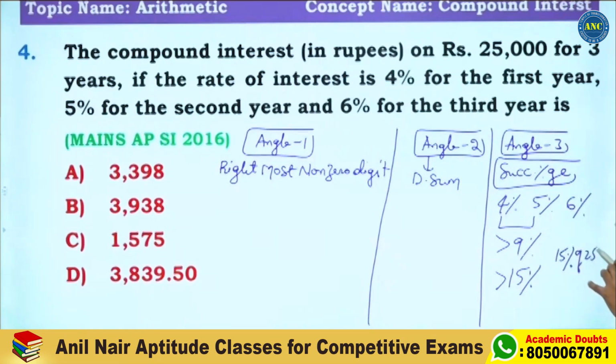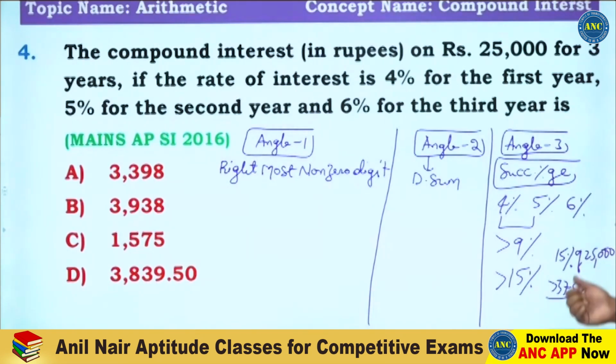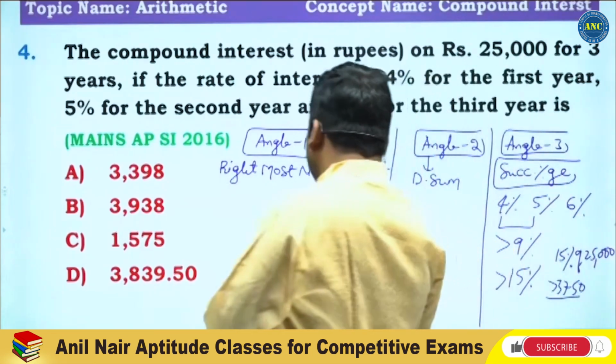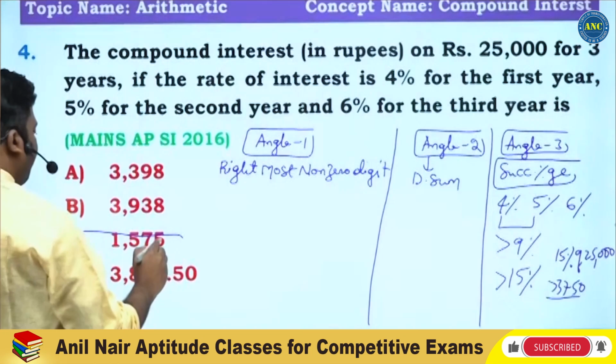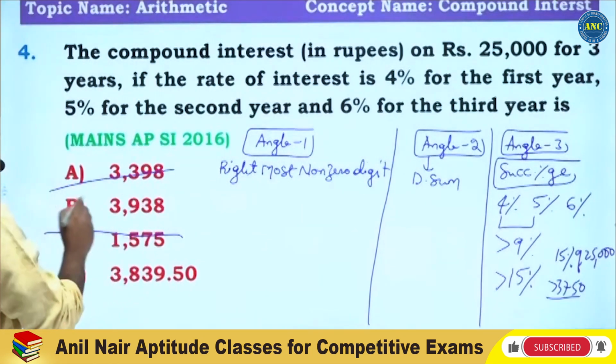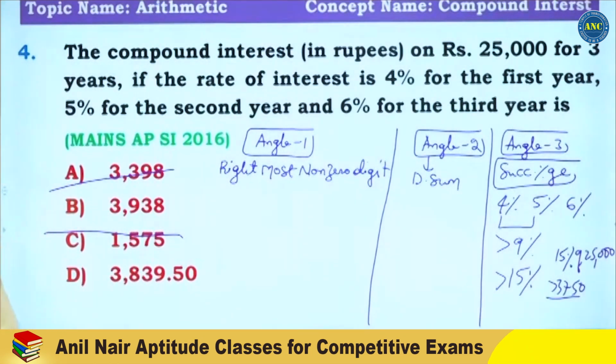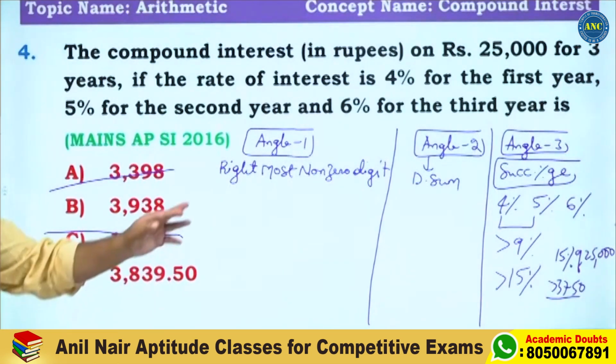15% of 25,000 is 3750. 15 5s are 75, so 3750. The answer should be greater than 3750. These options are eliminated. We are stuck between these two, 3938 and 3839.50. I hope it is clear.